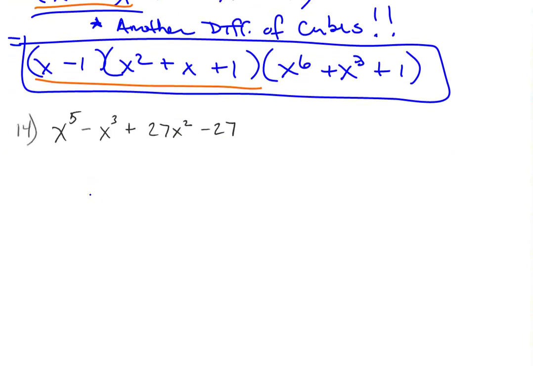Okay, let's do one more example. This one begins as x to the 5th minus x cubed plus 27x squared minus 27. So again, top of the list, you'll find here there's no greatest common factor for all these terms that we could take out at once.